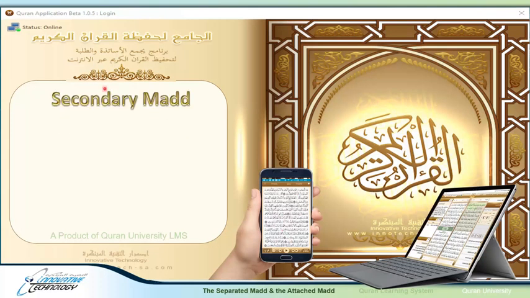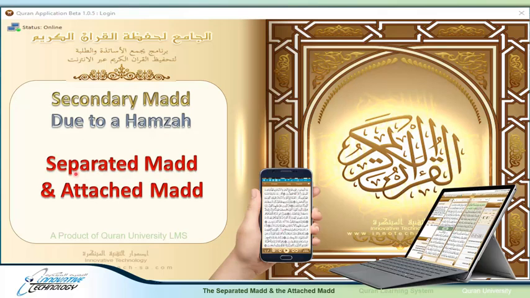In this lesson, we're going to cover two types of the secondary med due to Hamza, where we're going to cover the separated med and the attached med.